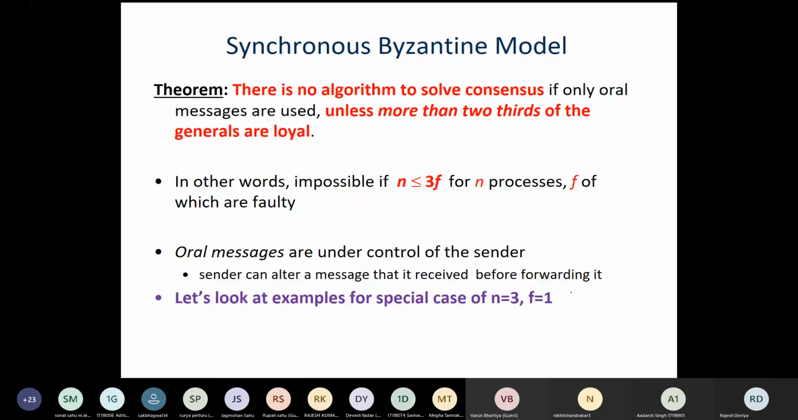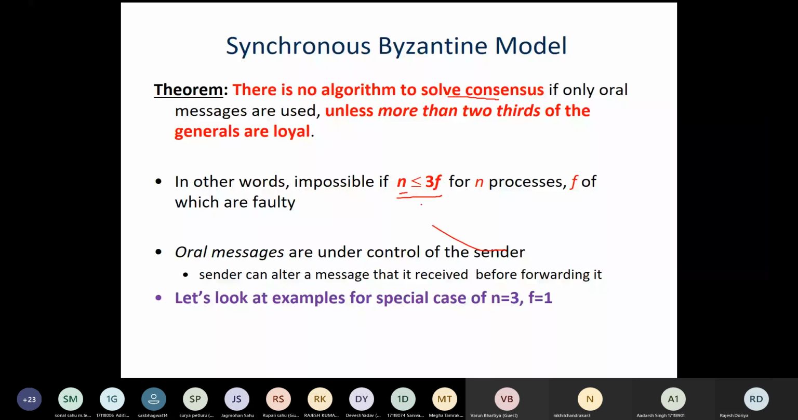In the synchronous Byzantine model, there is no algorithm to solve consensus if only oral messages are used. Oral messages means they can be changed, unless more than 2/3 of the generals are loyal. So this is the condition: we cannot solve consensus with oral messages unless more than 2/3 of the generals are loyal. In other words, it is impossible if n is less than or equal to 3f, where n is the total number of processes and f is the number of faulty processes. So this condition should be false if we want to have a consensus.